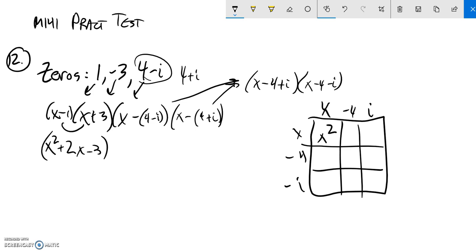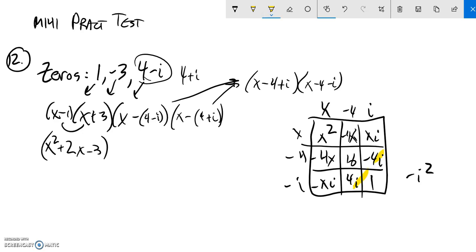x times x is x squared. x times negative 4 is negative 4x. x times i is xi. Negative 4 times x. Negative 4 times negative 4. Negative 4 times i. x times negative i, negative xi. Negative 4 times negative i is positive 4i. Negative i times i, negative i squared is positive 1.